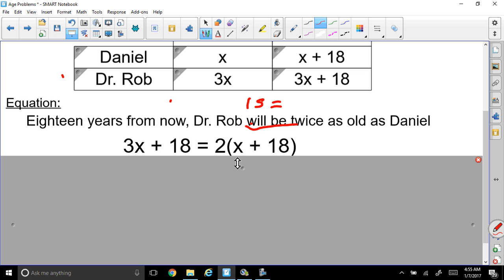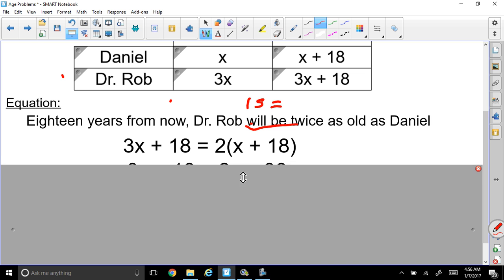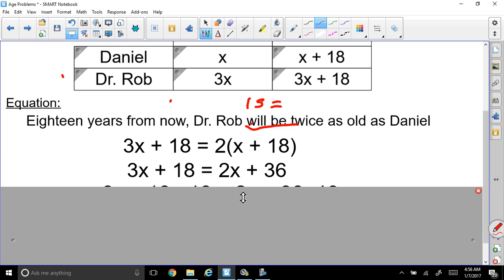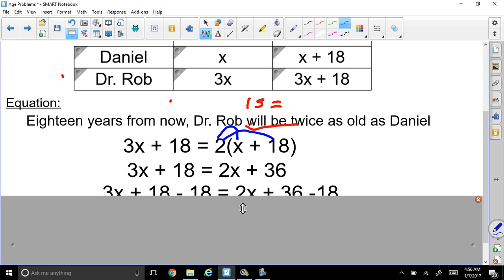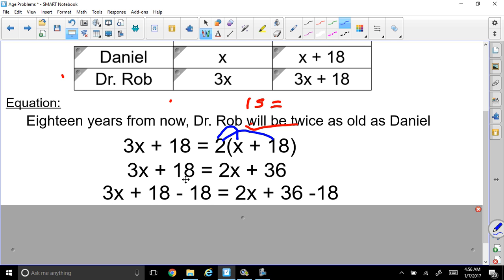And now let's do a little bit of solving to get our solution here. So I'm going to distribute so I can see what this looks like. Clean it up a little bit. 2 times x is 2x. 2 times 18 is 36. So now I have an equation that I can solve for x by doing a little transpositioning here. So I'm going to subtract 18 from both sides.